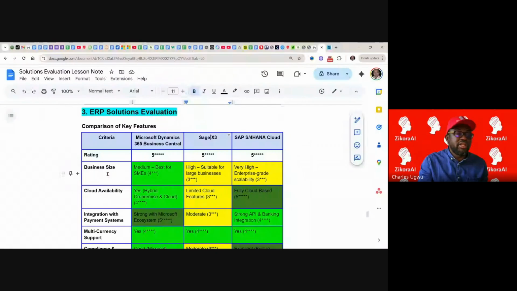And on business size, after the evaluation, you see Microsoft comes medium here, but is a medium enterprise. It's best here for medium enterprise. According to all of them, in terms of scalability, this is very high, but on enterprise grade, this is high, equally suitable for large, but this is best for SMEs.